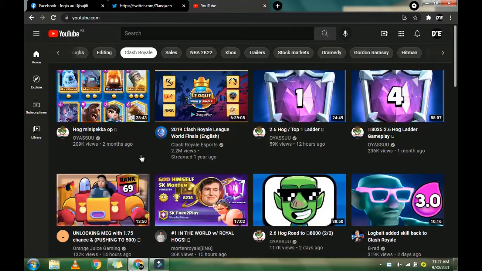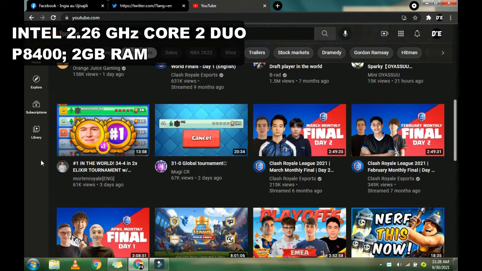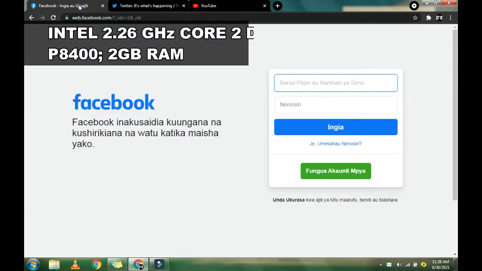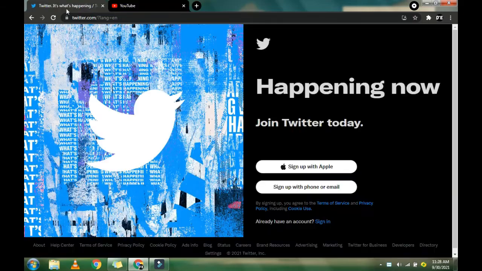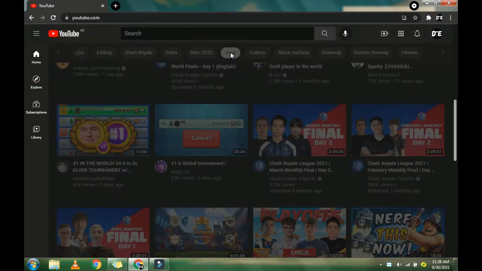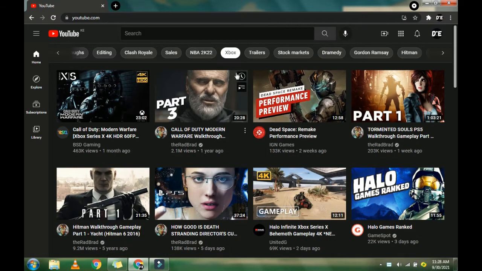The Dell Latitude E6400 comes with an Intel 2.26 GHz Core 2 Duo P8400 processor and 2 GB of RAM. Running multiple applications is not an issue, except when running demanding software or games that need a lot of processing power to run the graphics.